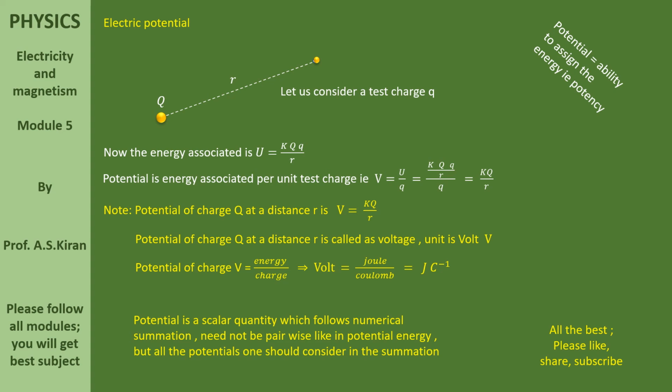Please, once again, volt is joule per coulomb. Electric potential is a scalar quantity. It follows numerical summation. It need not be pairwise. Hope you understood well.